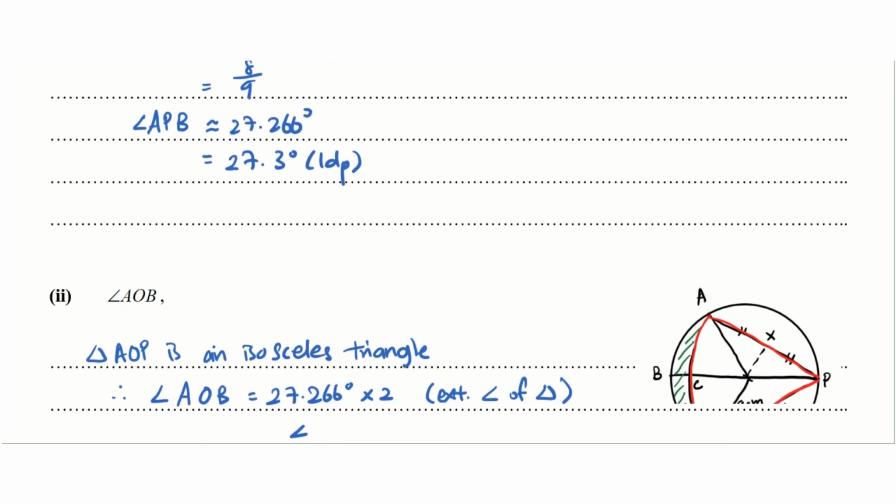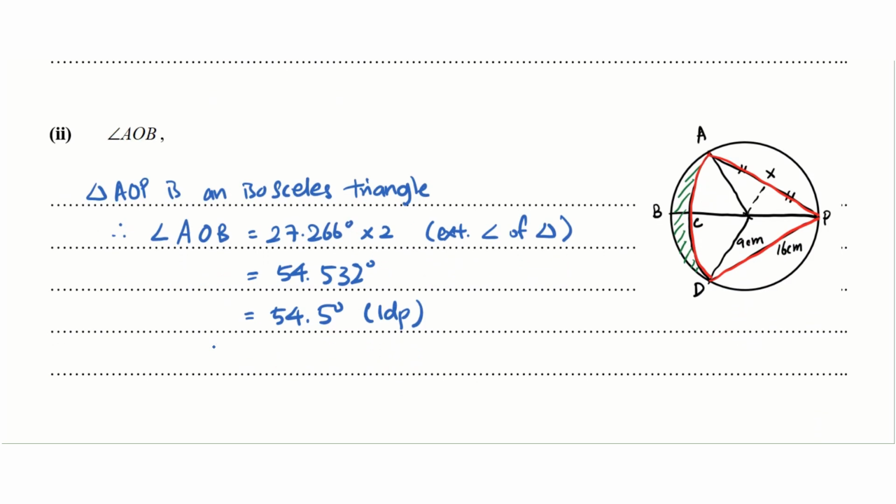Next, we move on to part 2, where we want to find out the angle AOB. So angle AOB refers to this angle here. And to find out what that angle is, because triangle AOP is an isosceles triangle, earlier on we found that this angle here is actually 27.266 degrees. So this will actually be 27.266 degrees as well, because it is isosceles. Isosceles because AO and OP are radius for the circle.